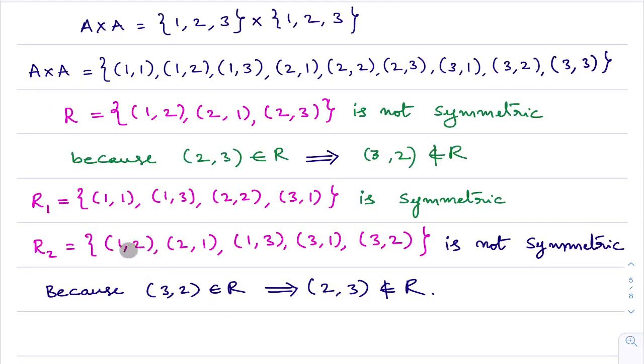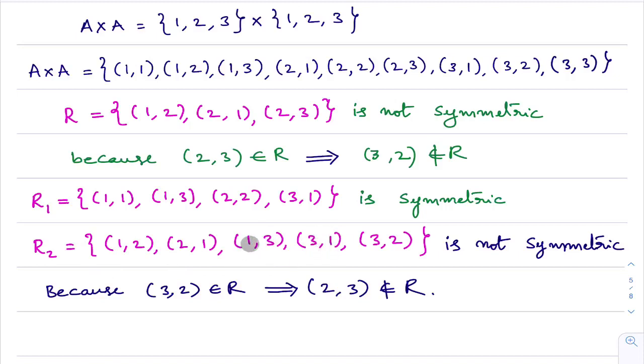First you take 1, 2. In this relation, is 2, 1 there or not? You check. Where is 2, 1? Yes, here it is. So this ordered pair I checked. Now you take the second ordered pair, 2, 1. For 2, 1, you check whether 1, 2 is there in this relation or not. Yes, of course it is there. This is also over. Now you take ordered pair 1, 3. For 1, 3, is 3, 1 there in this relation or not? Yes, 3, 1 is there.